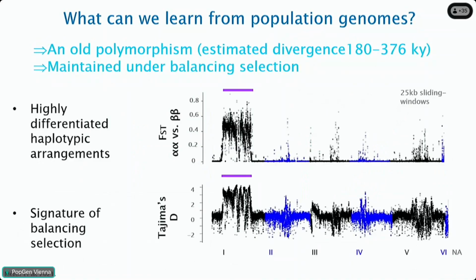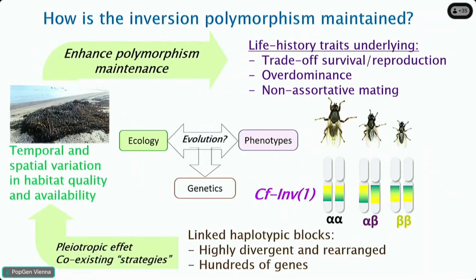It's characterized by very high divergence across arrangements. This is FST between alpha and beta, and it's super high. We also have a very high Tajima's D, corresponding to our excess of heterozygotes. To put everything together, this inversion is really two linked haplotypic blocks that are highly divergent, rearranged, and have hundreds of genes. We've looked at expression, and hundreds of genes are also differentially expressed. This has a pleiotropic effect on life history traits, so we observe this trade-off between survival and reproduction.